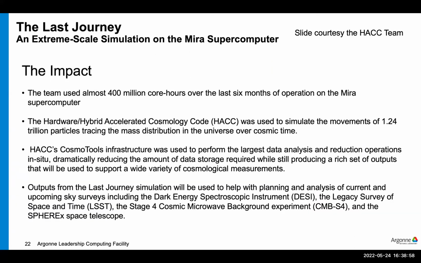Next slide, please. Technically, what we did to run the simulation is we used about 400 million core hours on Mira over the last 6 months of the operation of the machine. We used the HACC code, and we had about 1.24 trillion particles tracing the mass distribution over the universe in cosmic time. An important thing that we were really testing with this was running a very large, high resolution, high fidelity simulation.